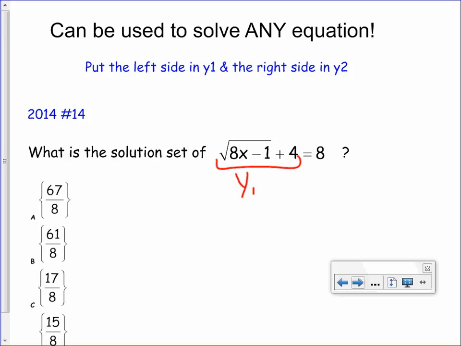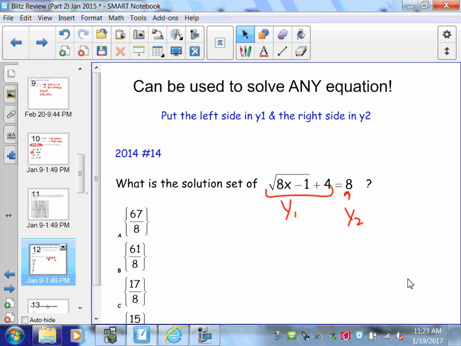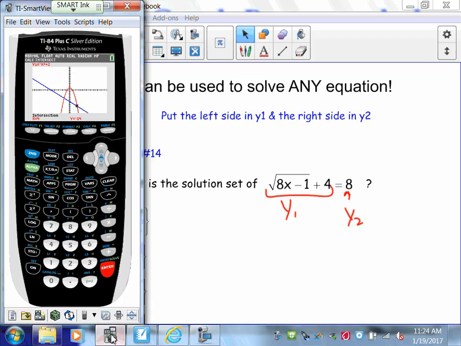This goes in Y1. This goes in Y2. And you find where they intersect. That's awesome. That's it. It goes against everything you were taught. I know it's almost sacrilegious, but come on, man. It's a 60-question test that takes up a good chunk of your life. All right, here we go.